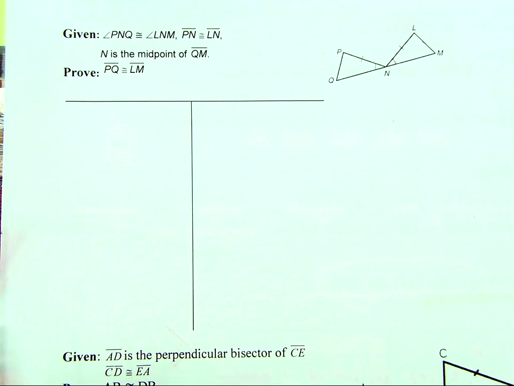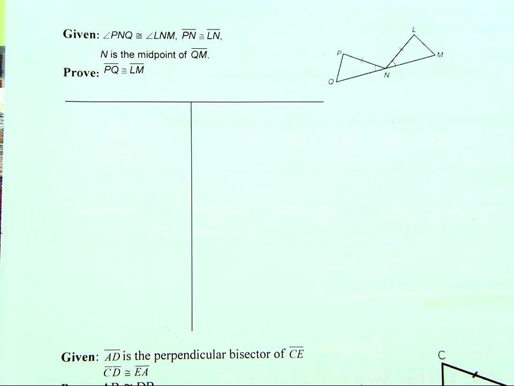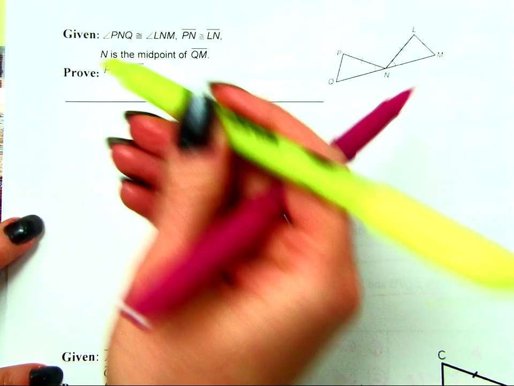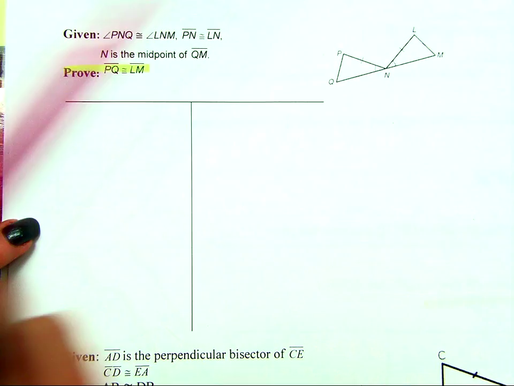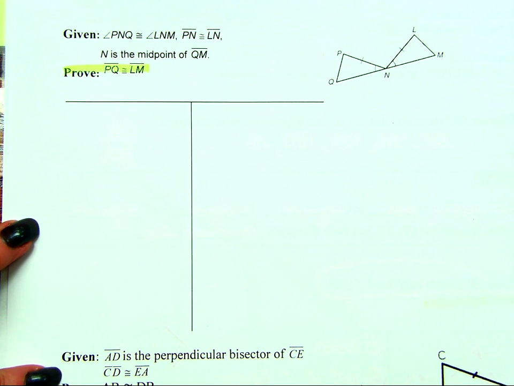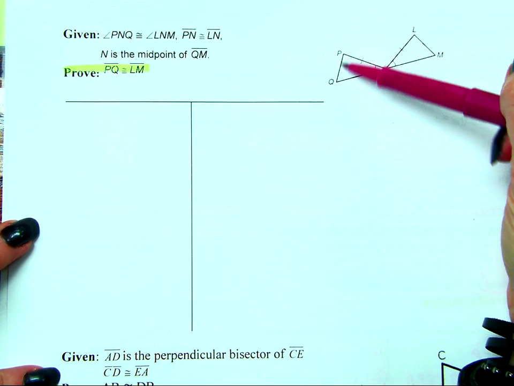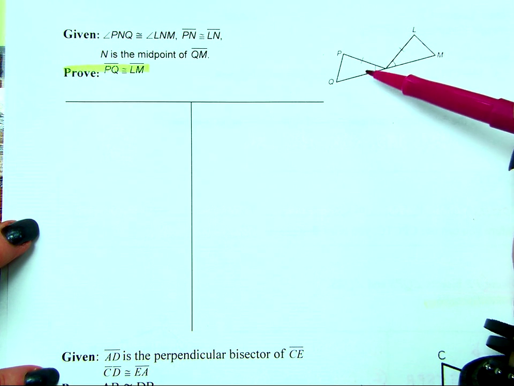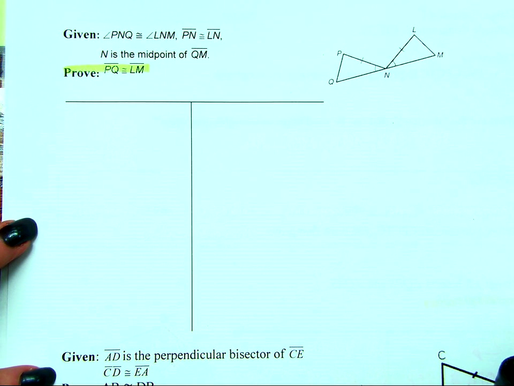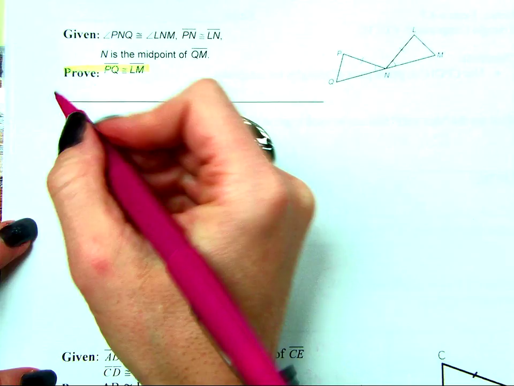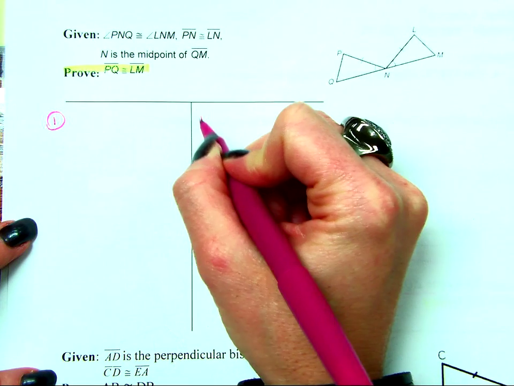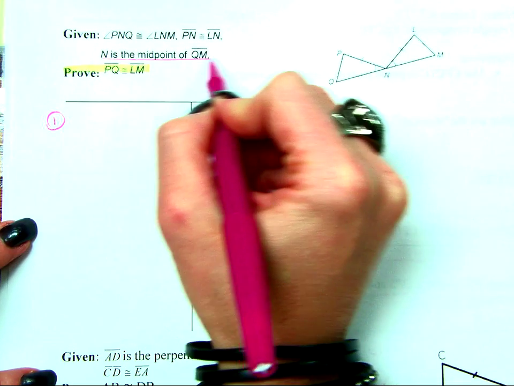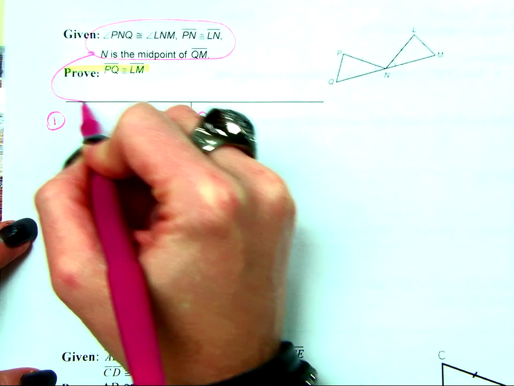Flipping our paper over to the back side. In proof number 3, it looks like we are trying to prove that we have some congruent segments. Segment PQ congruent to segment LM. Again, I have two triangles, and so I'm going to start by trying to prove those triangles congruent. Now in this case, we have quite a bit of given information.